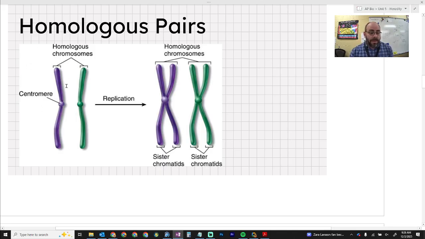When a homologous pair replicates, this is when you have these pieces over here with sister chromatids, because sister chromatids are something different altogether than homologous pairs. You have purple and green. They're a homologous pair. Purple replicates, green replicates, and now you have four.